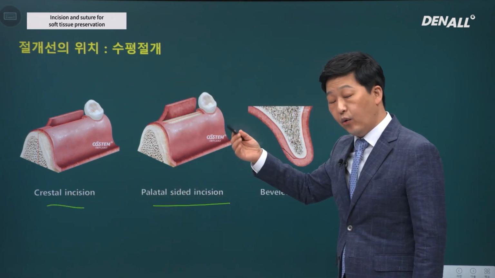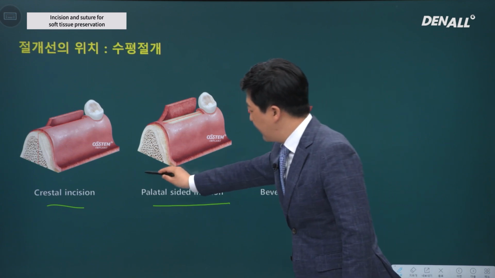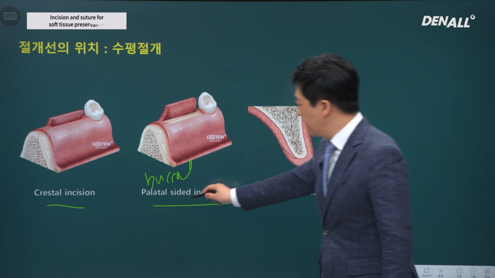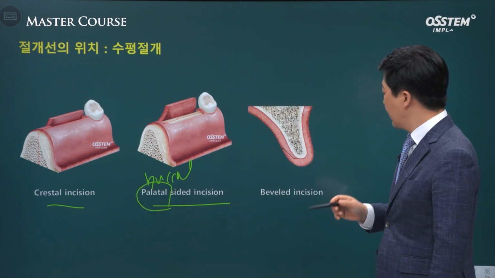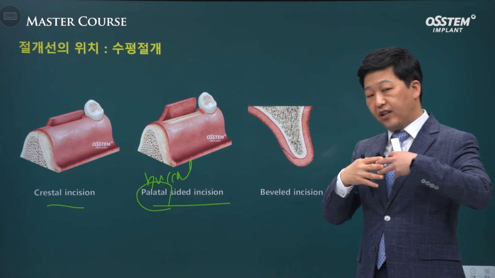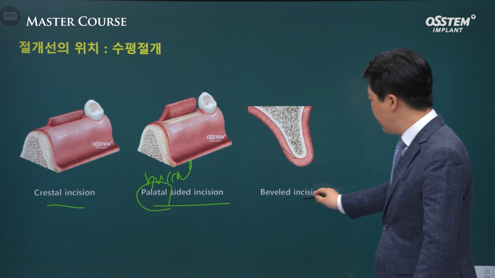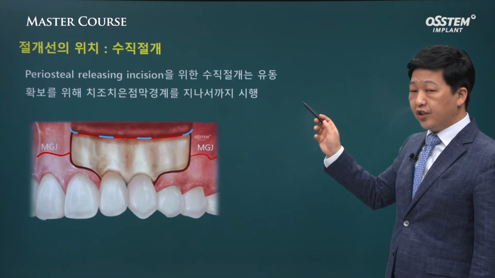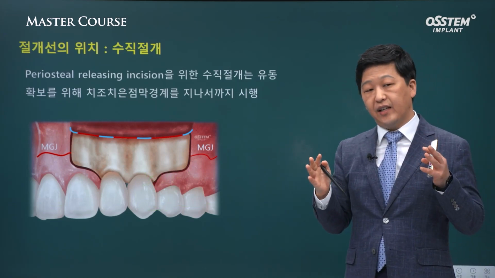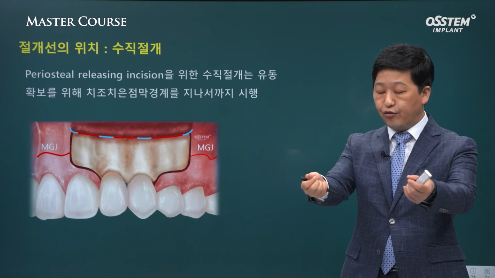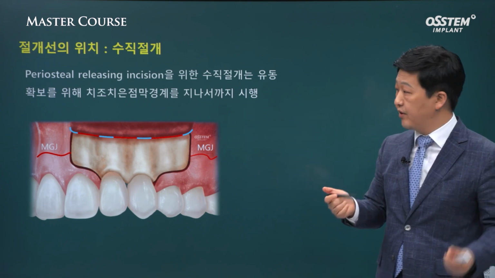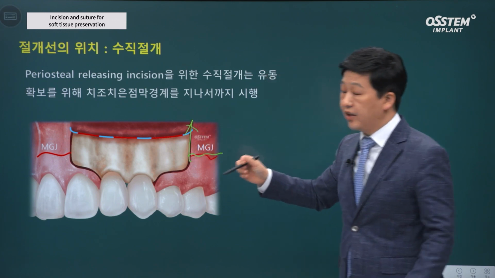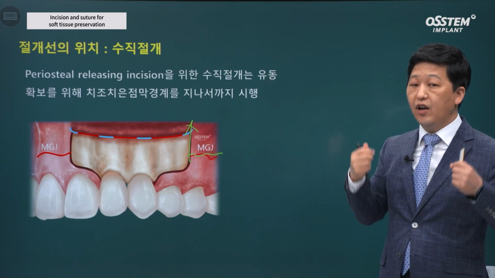There can be a buccal or facial-sided incision. Just because it's inclined towards one direction, it does not mean that it's a palatal-sided incision. As shown, when the flap needs to be reflected, you can do a beveled incision. The principle in doing a vertical incision is to secure releasing of the flap. You need to make the incision beyond the mucogingival junction in order to release the flap.